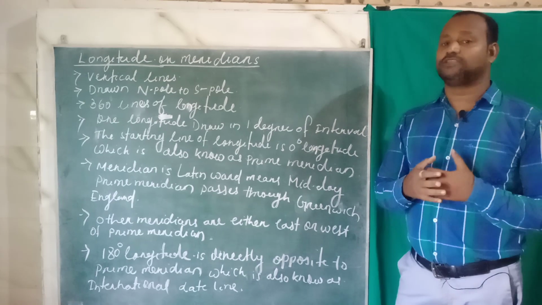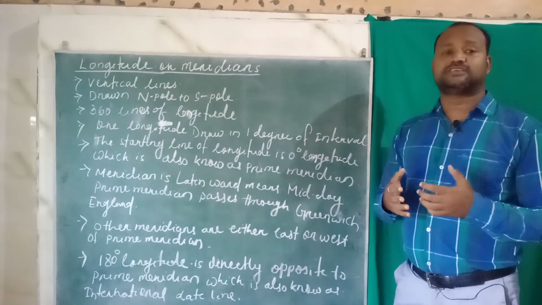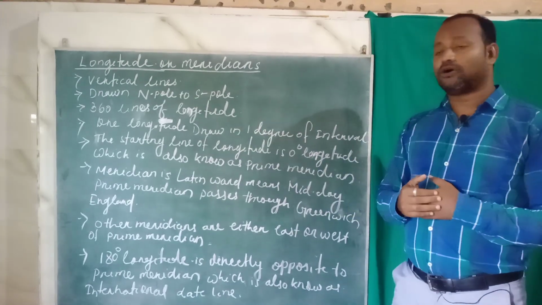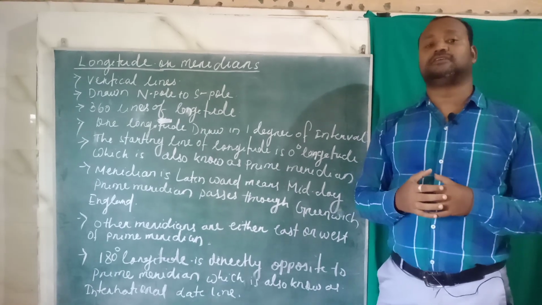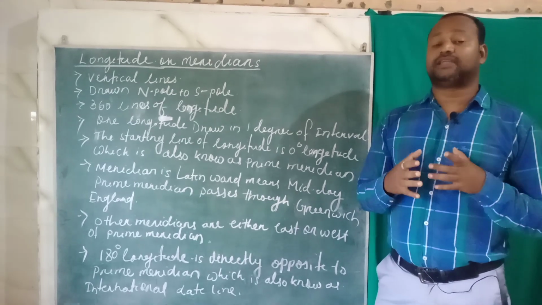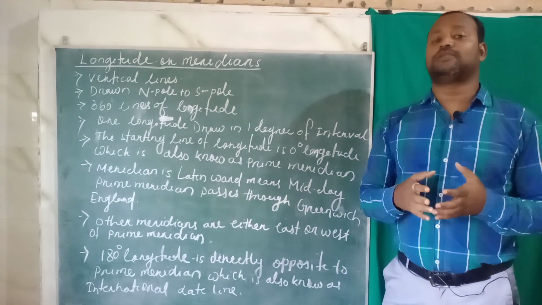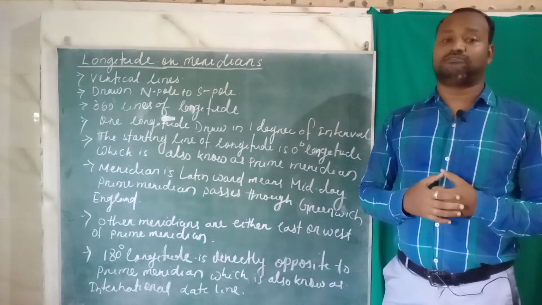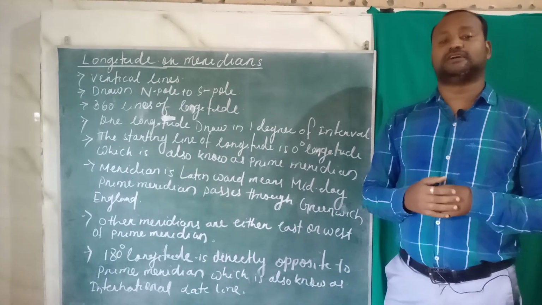Student, longitudes, as you know, are vertical lines joining the North Pole and the South Pole. And another thing is that the longitudes are drawn at 1 degree of distance. As we know, when there is a spherical thing, because our earth's shape is almost like a sphere, that's why there are 360 degrees. And in each degree we have imagined one longitude. So in total we have 360 degrees of longitude, and these are imagined or drawn with a 1 degree interval.